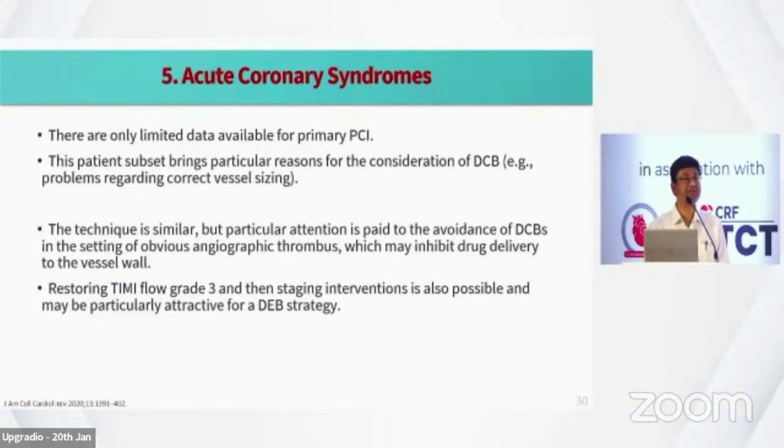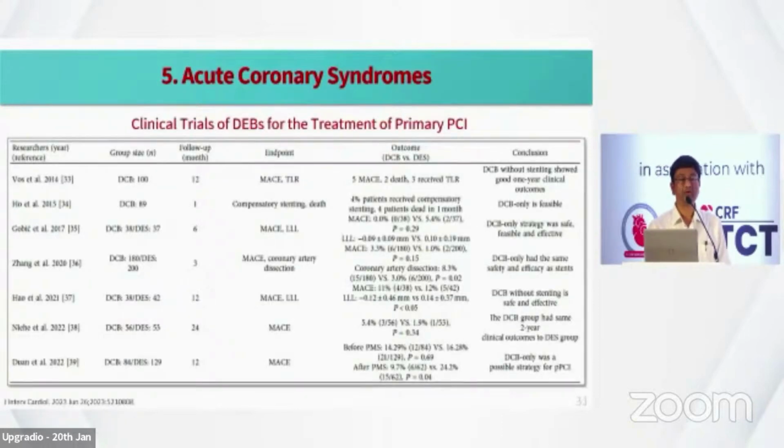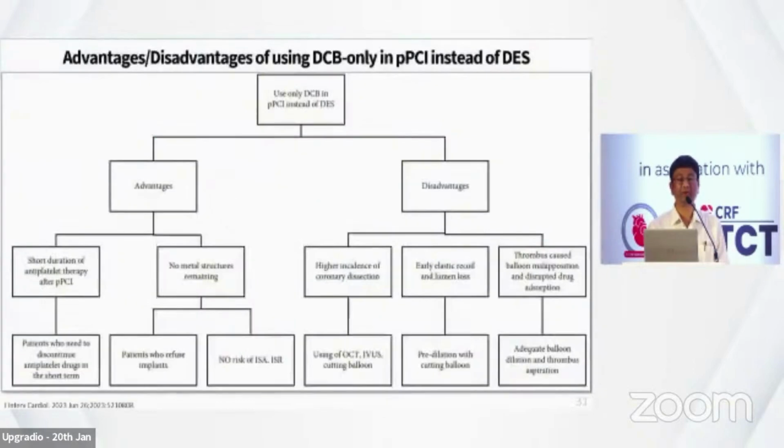So even in the ACS situation, people are trying. This is one of the expanding indications, and some more data is needed, but there is small data of around 100, 200 patients for efficacy and safety. People have tried, and it has not gone wrong. So in thrombotic ACS situations also, probably DEB will be an option in the future. These are some of the small studies available in ACS situations, non-ST elevation MI and ST elevation MI, with deferred stenting, or deferred DEB or DES as an option.